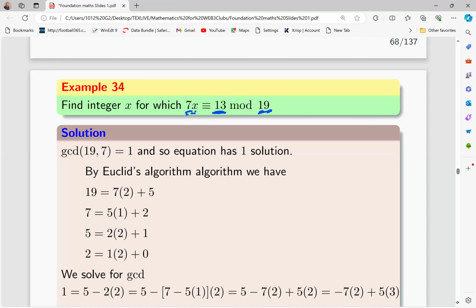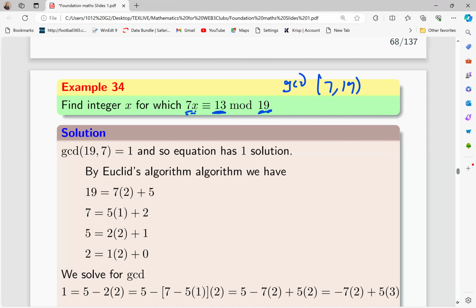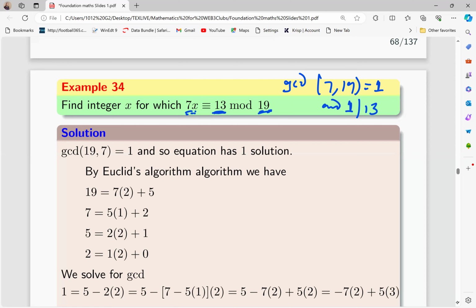But before we look for it, let's first of all see the GCD of 7 and 19. And this is just 1. And 1 divides 13. Therefore, this equation has a solution, because the GCD is 1. After confirming that, we use the Euclid's algorithm first.